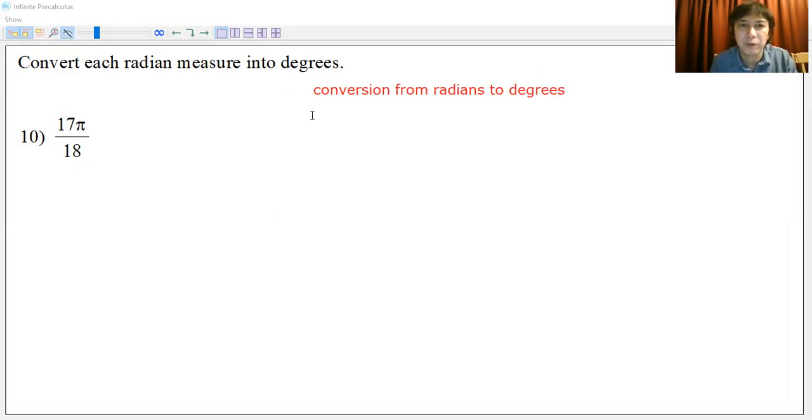We begin with the given. The given is 17 pi over 18. And the unit, of course, is radians. There, that's the given. It's a positive angle, okay? So our solution will start here.